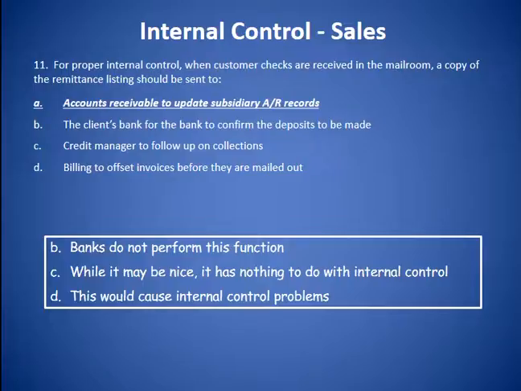Actually, this would cause a series of additional internal control problems that are probably too complex to get into for this one particular question. Anyhow, the answer to 11 is A, accounts receivable to update the subsidiary records. That way the subsidiary records will be updated independently of anybody else in the process.